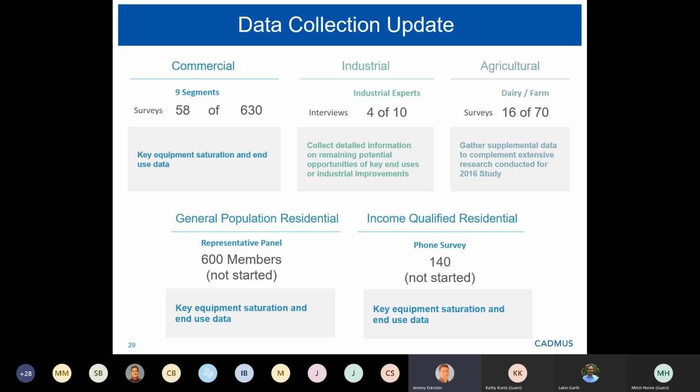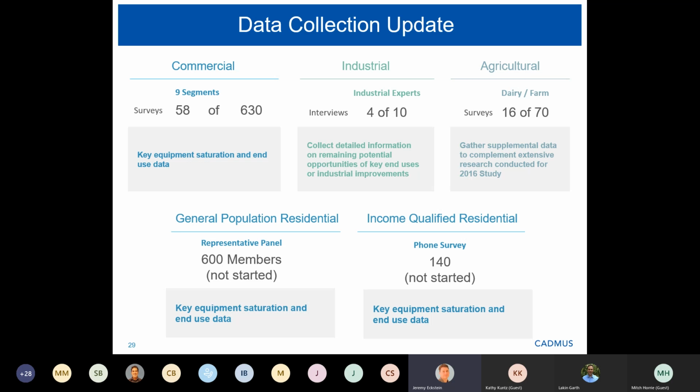So in terms of our update, we have our telephone surveys underway for the commercial segments, and there were 9 commercial segments where we were doing these phone surveys and collecting key equipment saturation and end use data. So we're still starting out, but they're going well. About 58 of the 630 targeted surveys are completed.